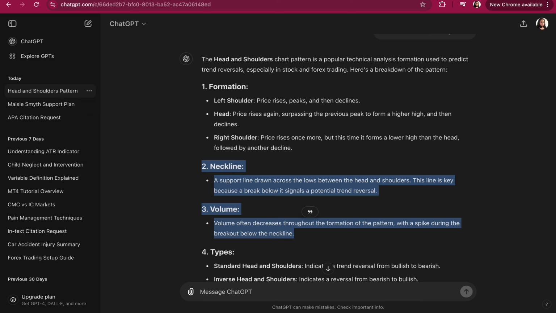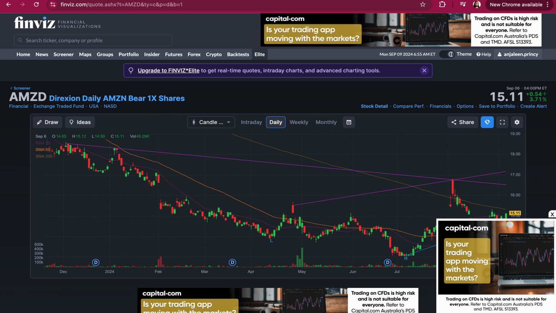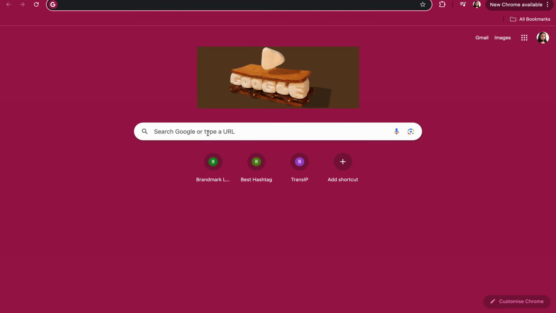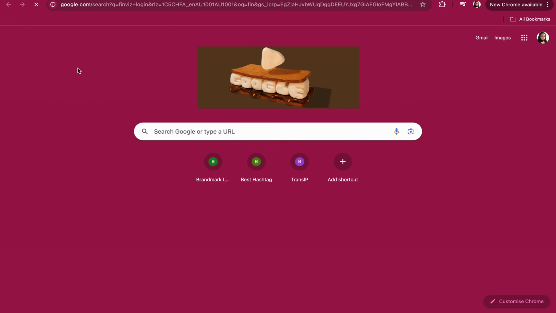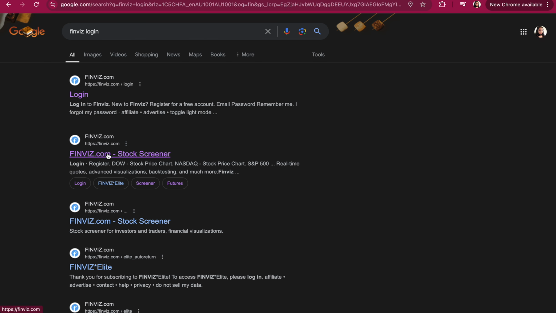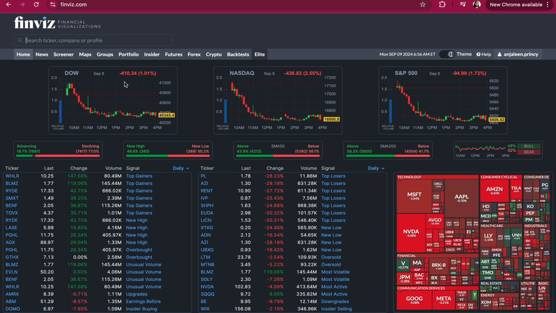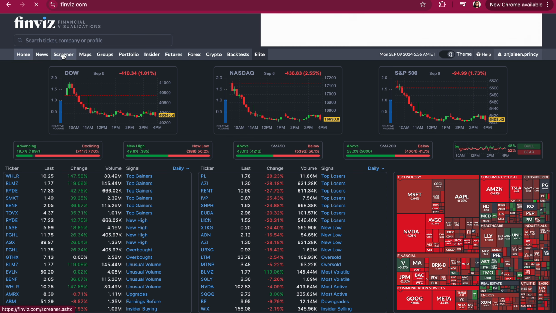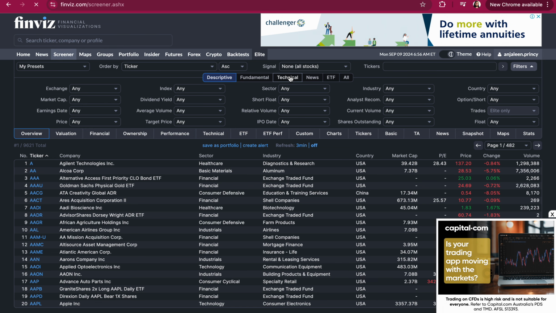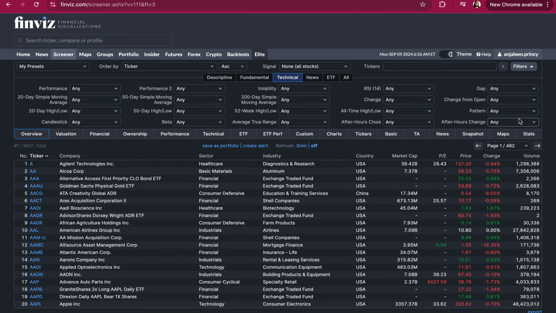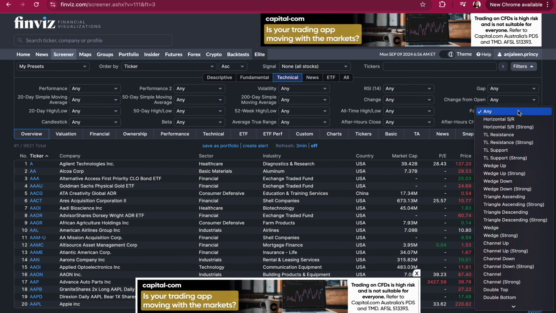I just want to show you one more. This is Finviz. Let me open a fresh one. I just want to show how you can spot the pattern in Finviz if you're looking for this particular pattern. Go to Finviz and go to Screener, and here you have the Technical tab. Click on that, and in here you have Pattern, so click on that.